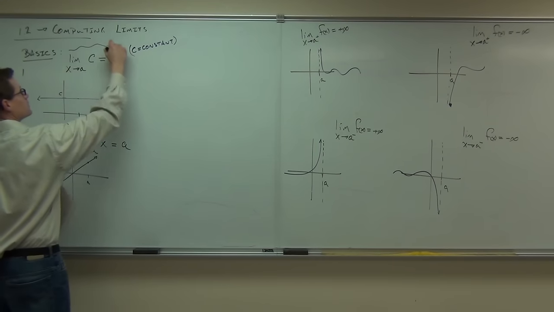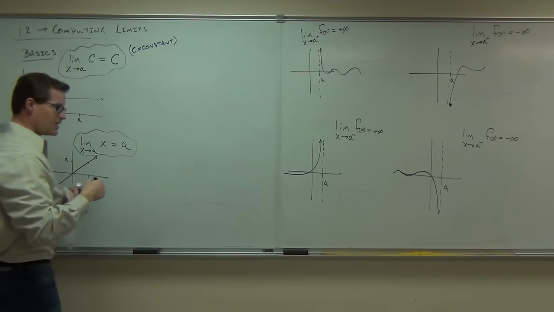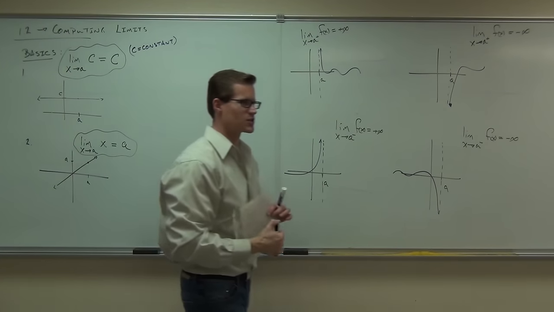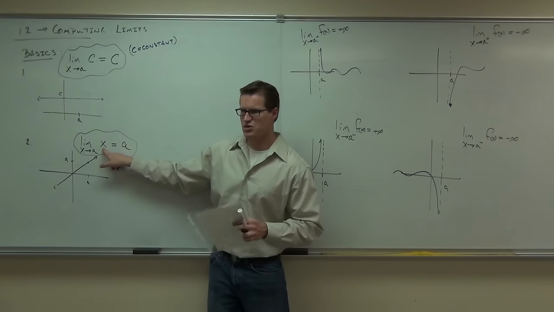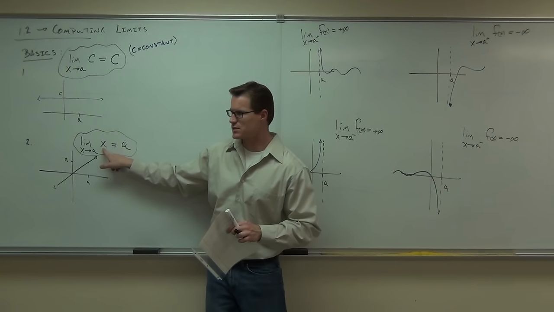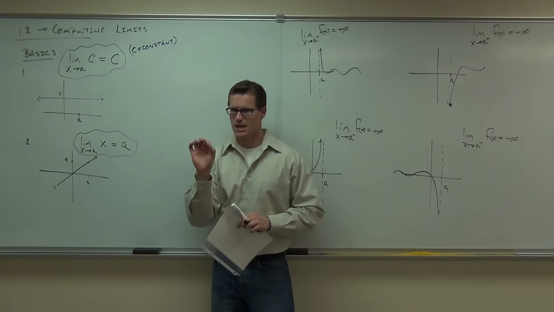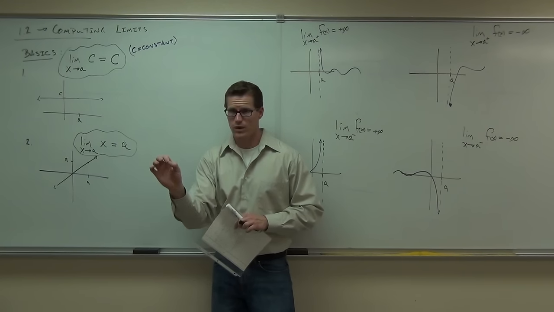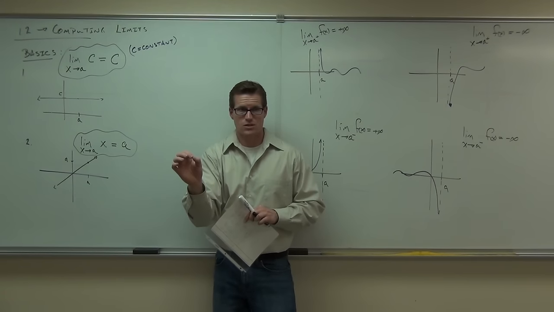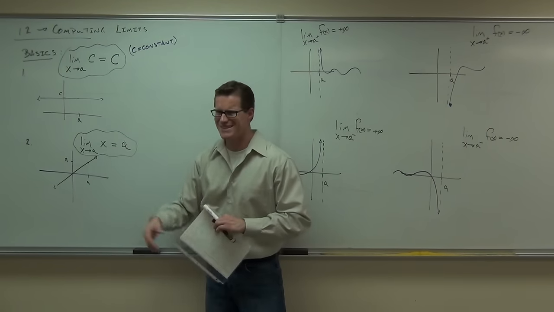So here's 1. Here's 2. It says the limit, this is really interesting. It says the limit of a simple function like x is the same thing as if I were to just plug that number in. So if I'm taking the limit of the function x at some point a, the answer is just a. That's it. That's kind of nice, right? Why? Well, because graphically we can see that.